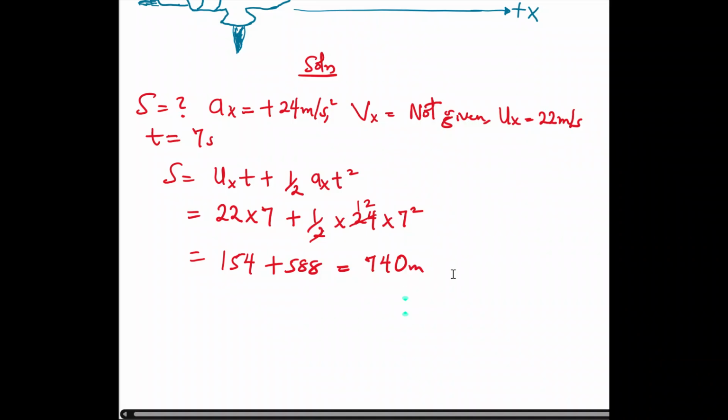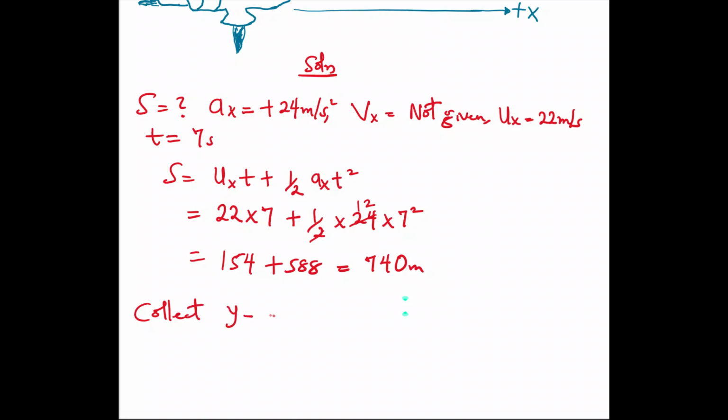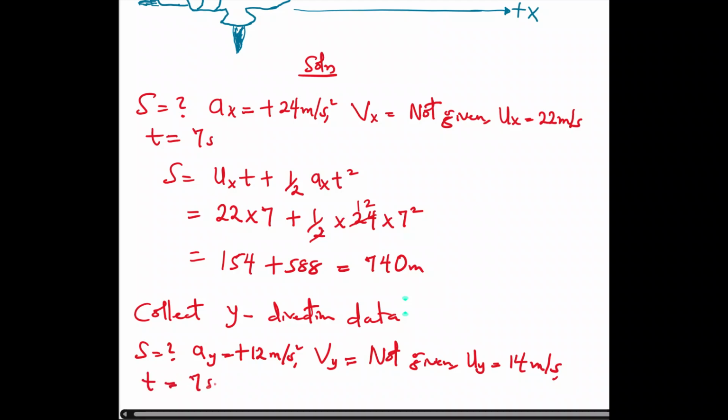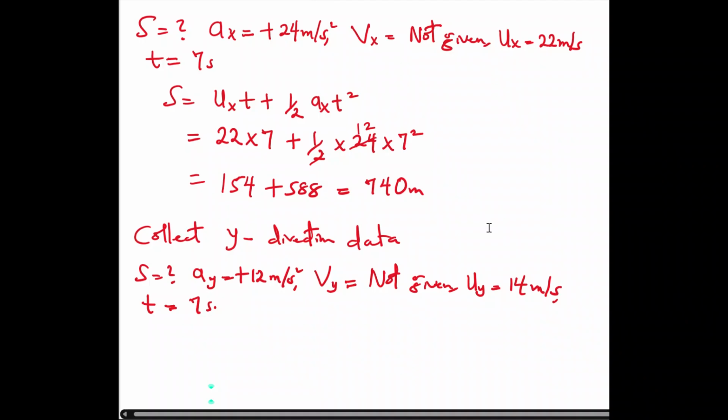And so we have to collect the y direction data to find the displacement in the y direction. In this case, the displacement is not given either; that's what we are looking for. The acceleration in the y component is 12 meters per second squared. The final velocity in the y direction is not given, and uy is 14 meters per second, as given in the question. The time is the same, 7 seconds.